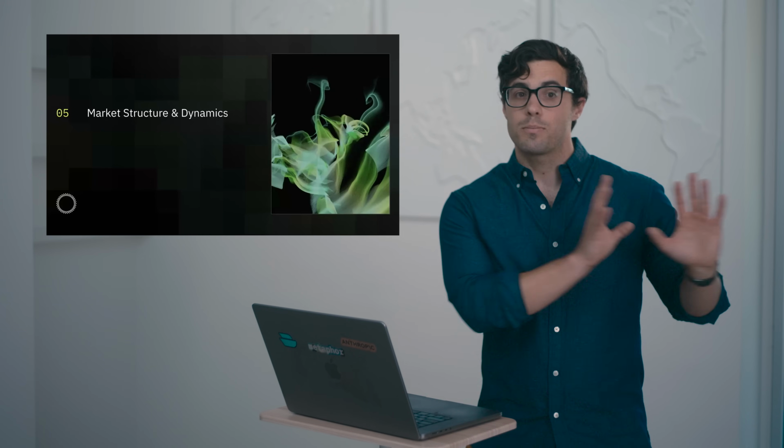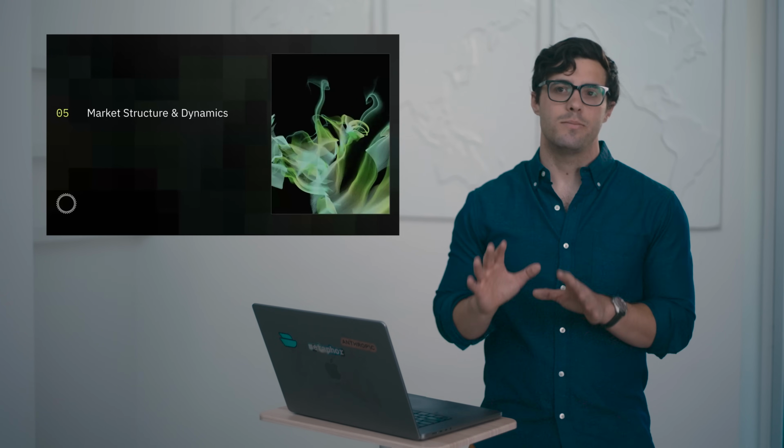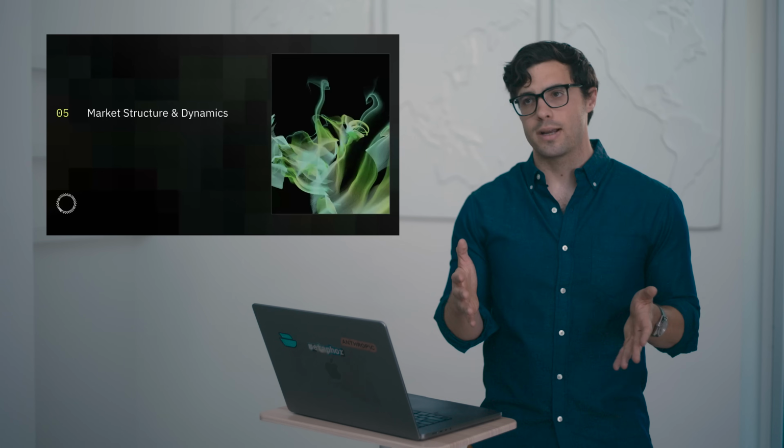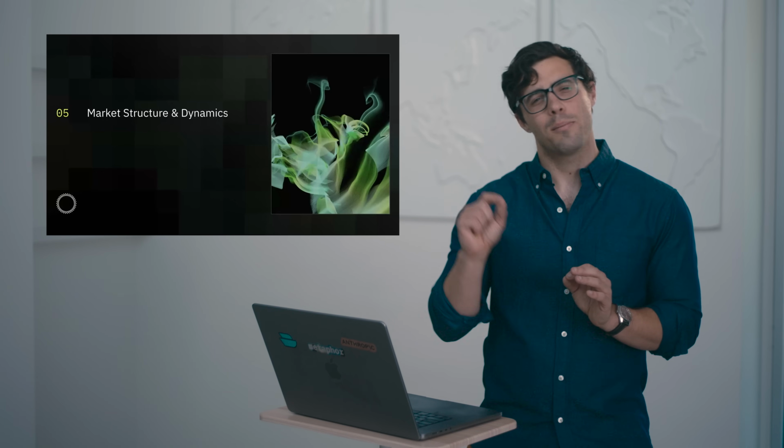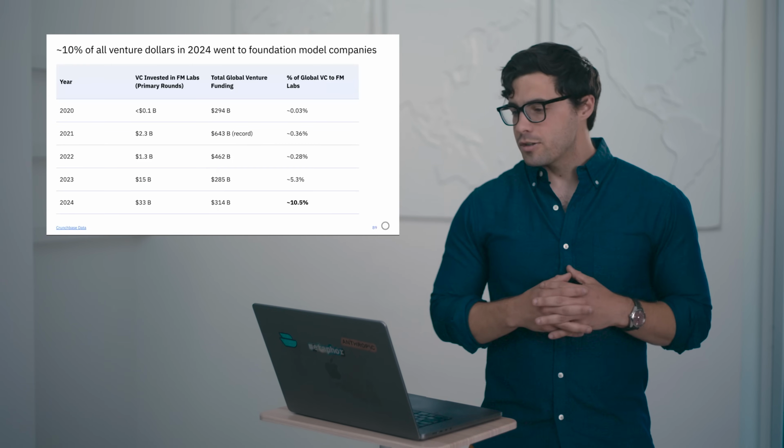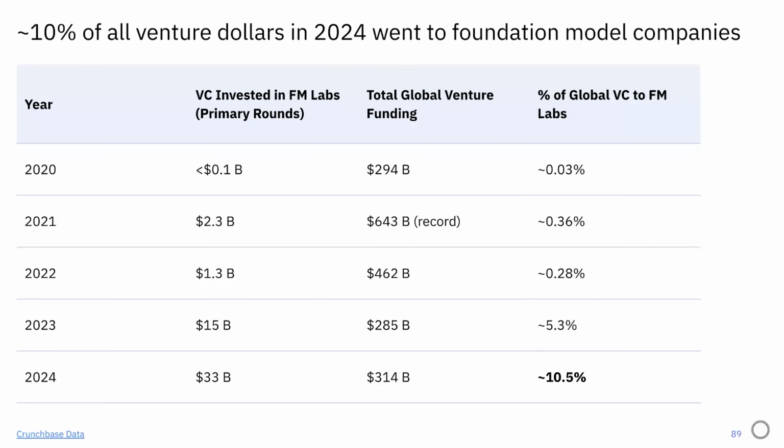So that covers the product side. I want to finish by talking more about market structure, market dynamics, then I'll end with a little bit of what might come next. So first, a remarkable statistic. In 2024, 10% of all venture dollars went to foundation model-based companies. And what you can see on the right here is that 2020, 2021, even 2022, it essentially rounded to zero, and now we're at 10% after a couple of years. It wouldn't surprise me actually if next year or in 2025 it's even higher than this.